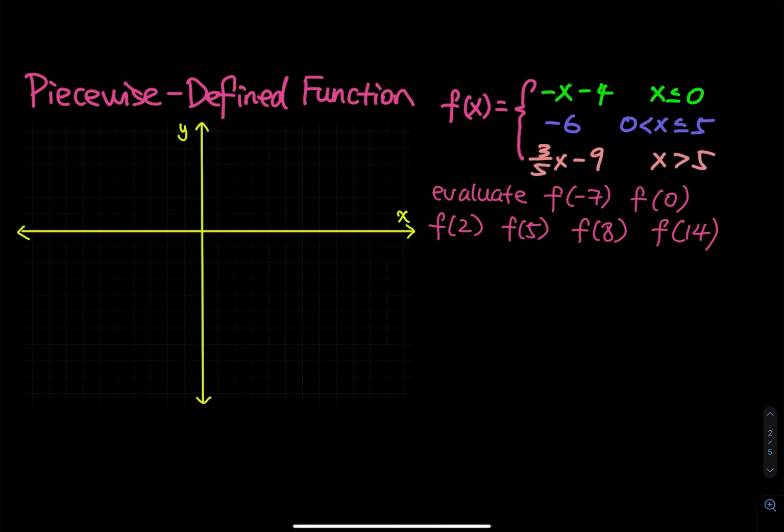So for example, f of x equals negative x minus 4 is a linear function. This linear function lives when x is less than or equal to 0. So let's graph that. Negative x minus 4, so we have a y-intercept at negative 4, right? And then the slope is equal to negative 1, which is decreasing, right? So decreasing at negative 1, and that's it.